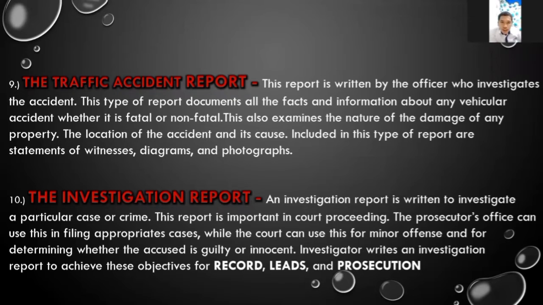The traffic incident report. This report is written by the officer who investigates the accident. This type of report documents all the facts and information about any vehicular accident, whether it is fatal or non-fatal. This also examines the nature of the damage of any property and location of the accident and its cause. Included in this type of report are statements of witnesses, diagrams, and photographs.